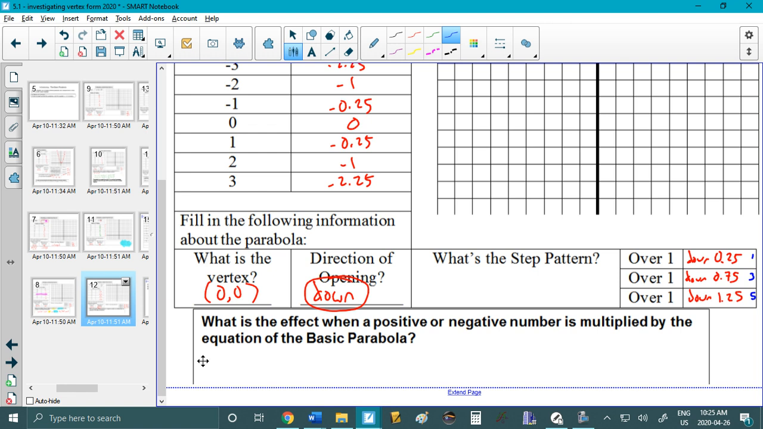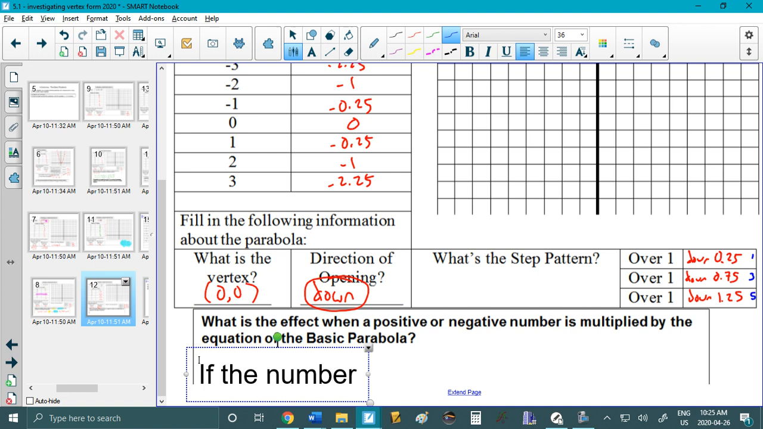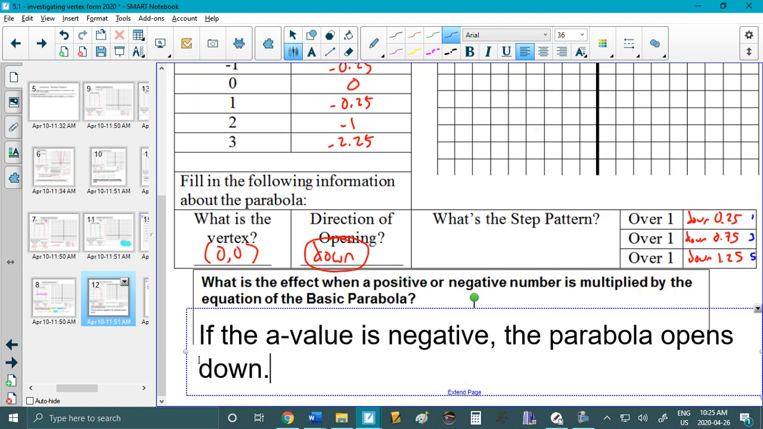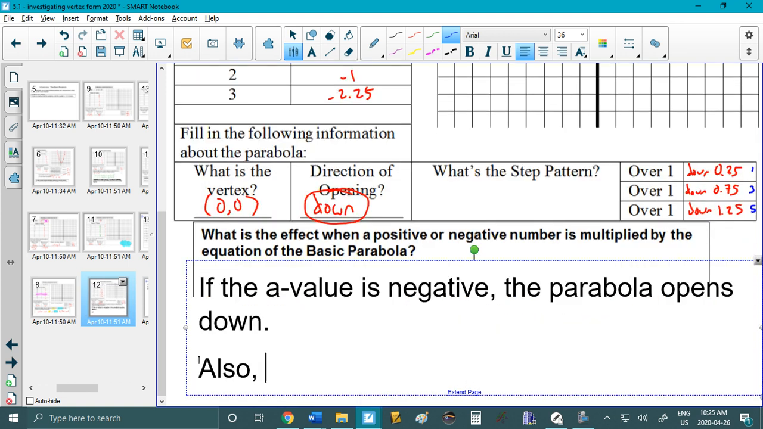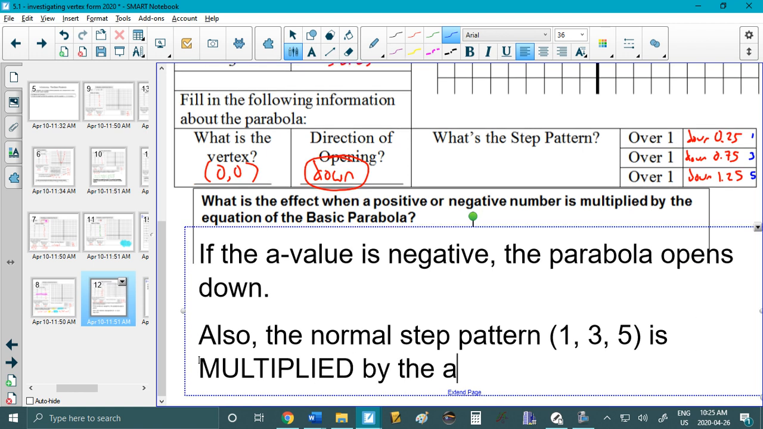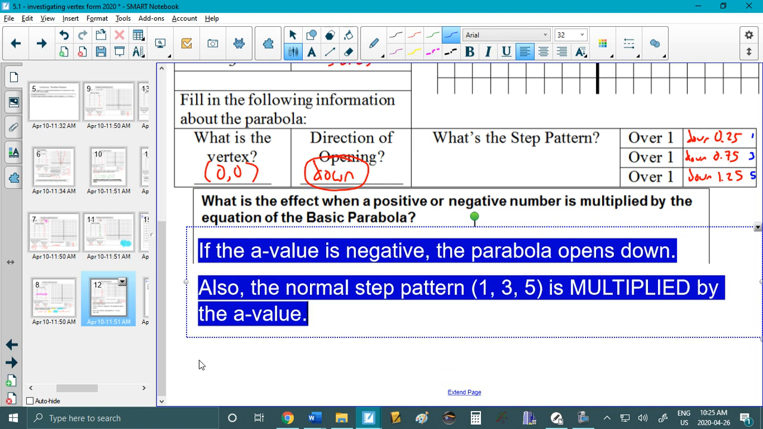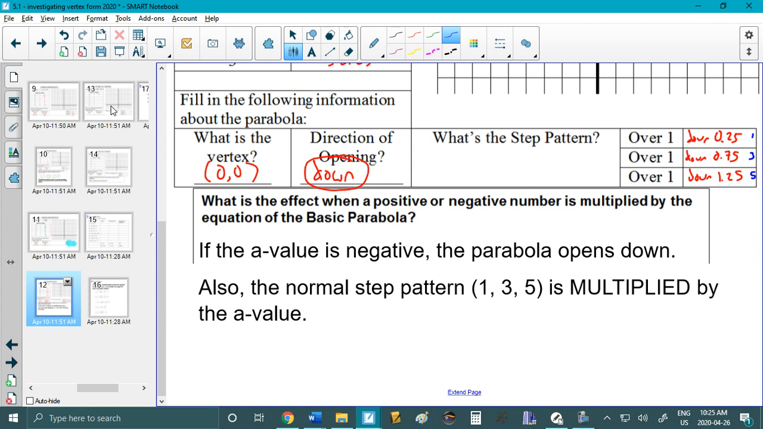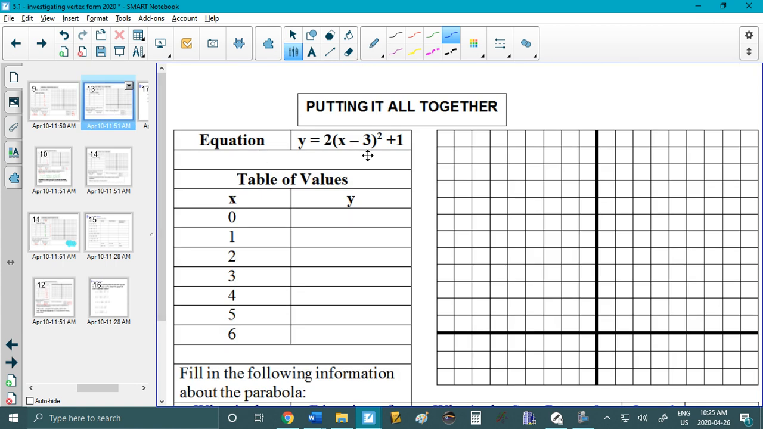So what's the effect when a positive or negative number is multiplied by the equation? So this is our a value. If the a value is negative, the parabola opens down. Also, the normal step pattern, 1, 3, 5, is multiplied by the a value. Okay, so that's sort of the first part of this.